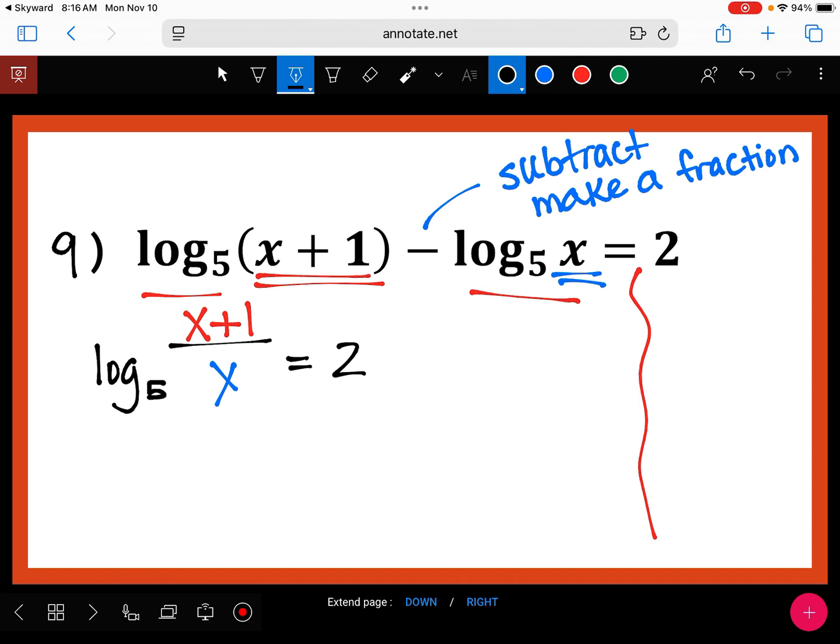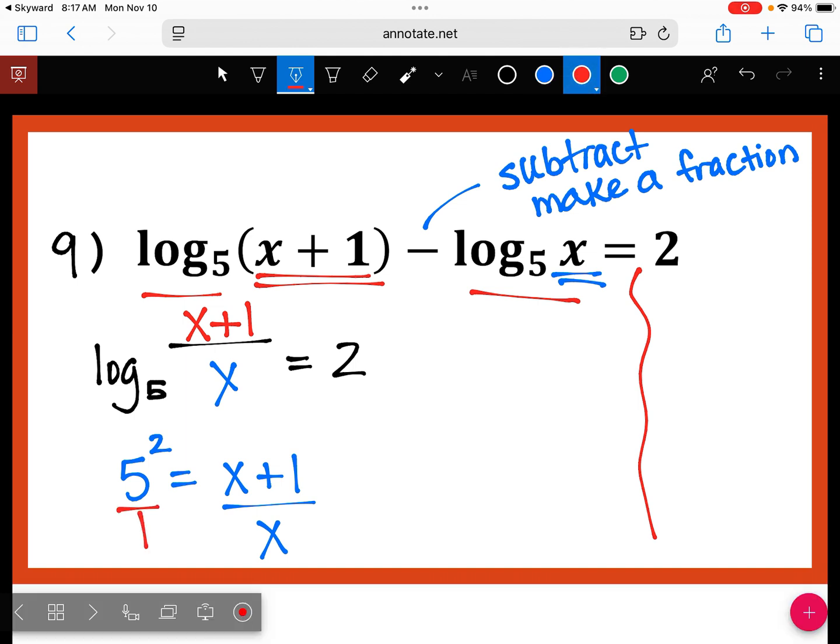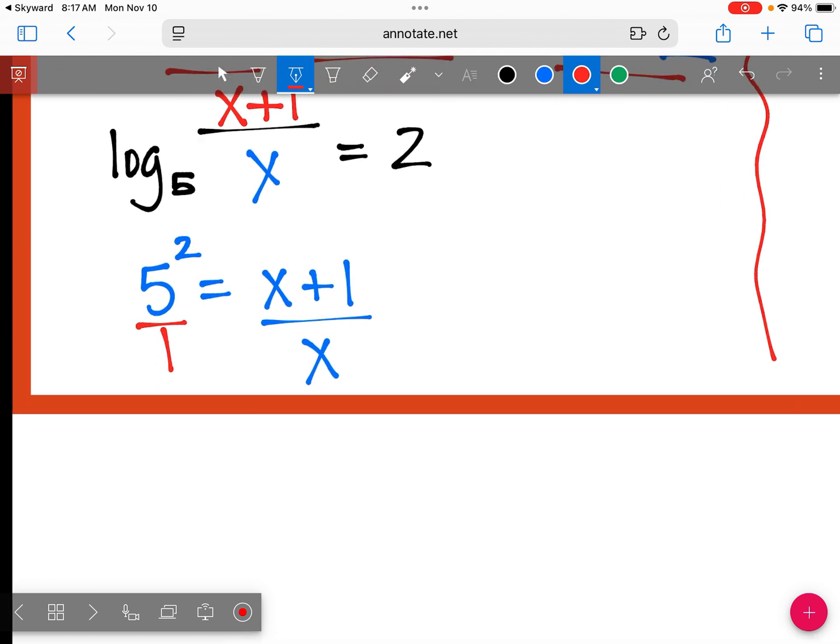So what is the base of my exponential going to be? Same as the base of the log. 5. And then what's my exponent? 2. 5 squared equals x plus 1 over x. And if you want to make this a fraction, you can. So that means you have 25 over 1 equals x plus 1 over x.